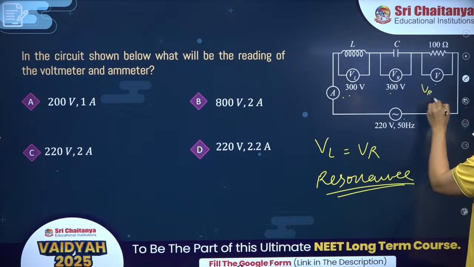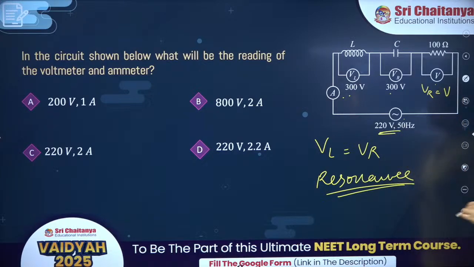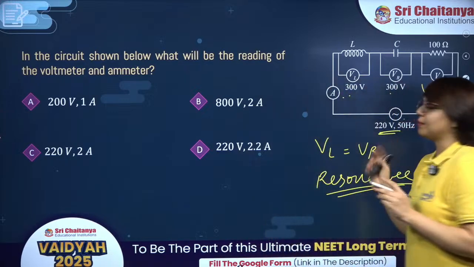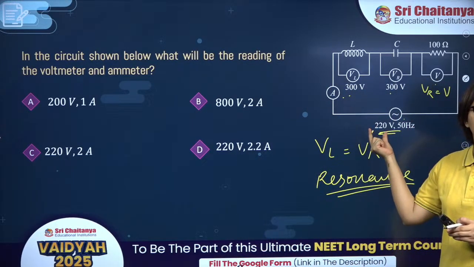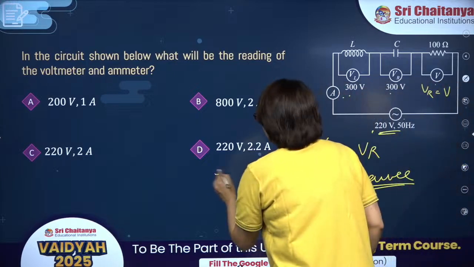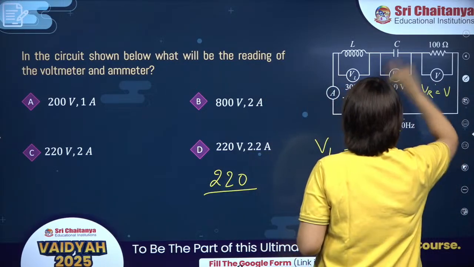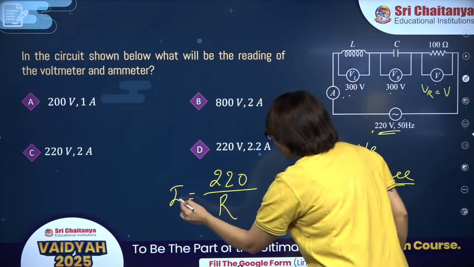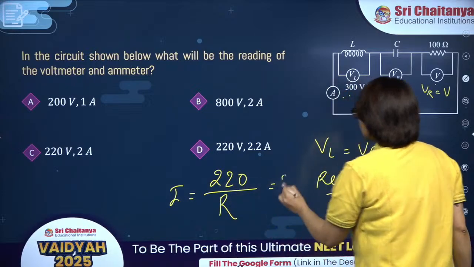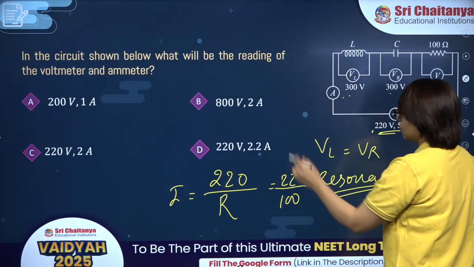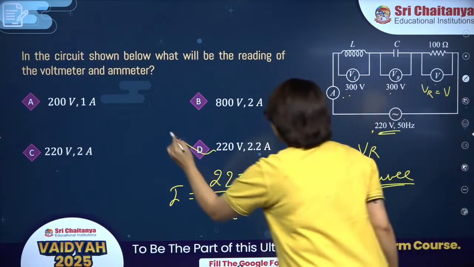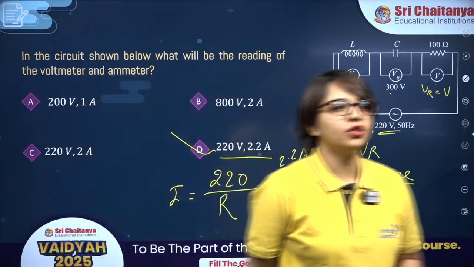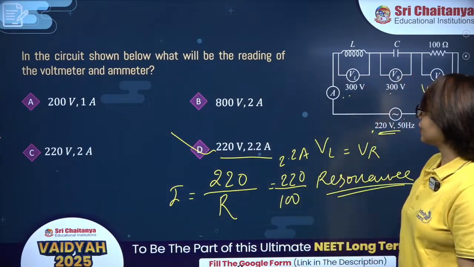So VR is equal to V over here, which is 220 volts, right? And the readings of the ammeter and voltmeter are the RMS values. So this is the RMS value given, which is 220. What is the net current in the circuit during the resonance condition? I is equal to V upon R. So IRMS will be VRMS divided by R, which is 220 divided by R, which is 100. So it will be 2.2 ampere. So the correct answer is option D. Alright. Chaliye. Now, let's move on to the next one.